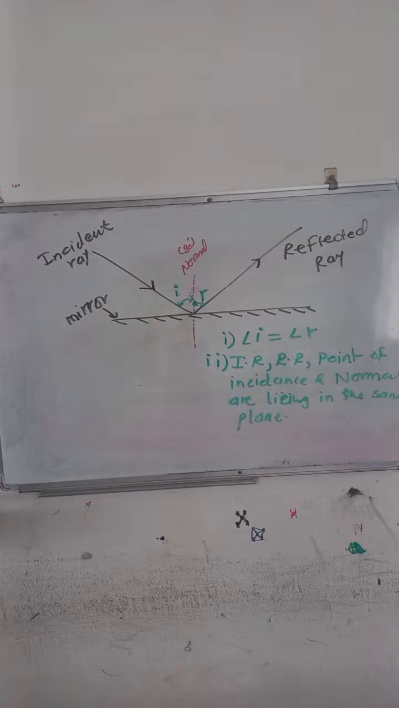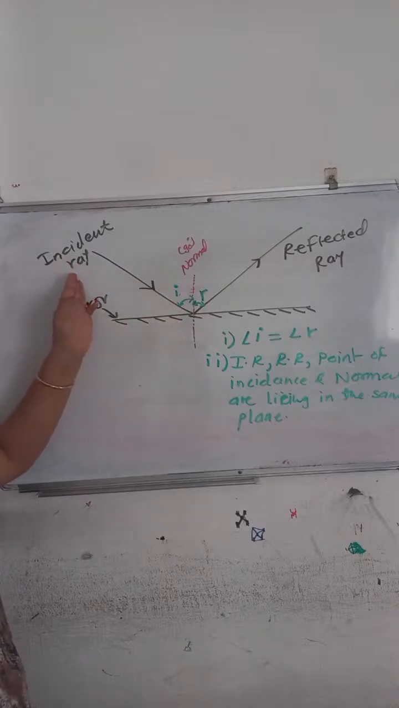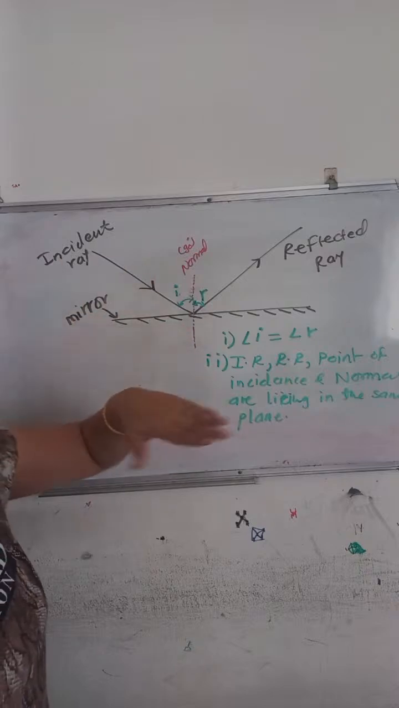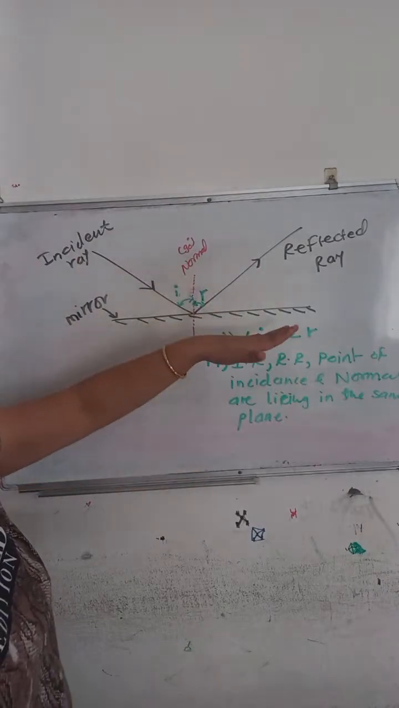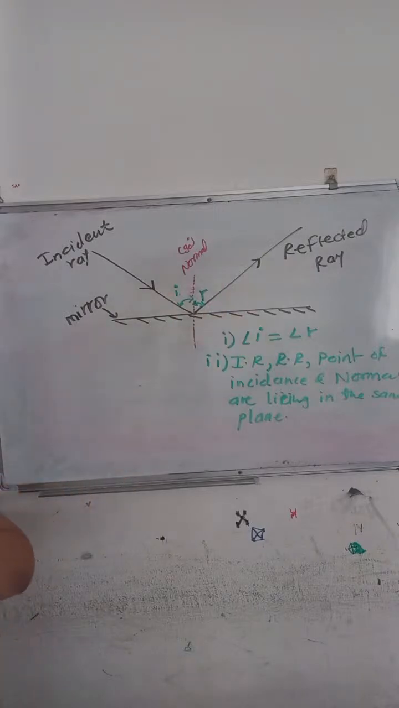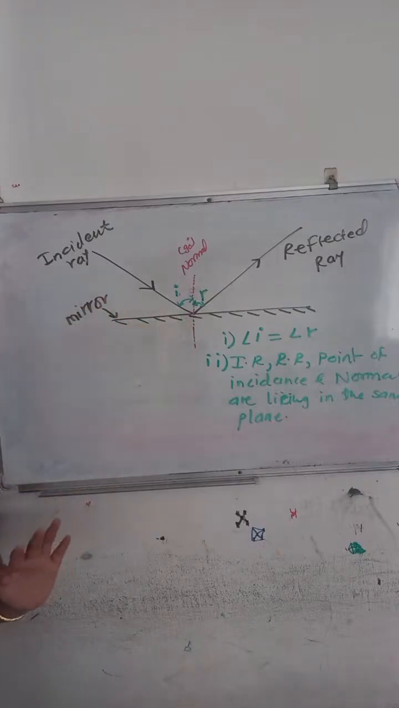Incident ray means a ray that falls. The ray which falls on the mirror or reflecting surface is nothing but the incident ray, and that incident ray hits the mirror and gets reflected back, as the mirror has a shiny and smooth surface. That reflected ray is known as the reflected ray. And where the incident ray touches the mirror, that point is known as the point of incidence.